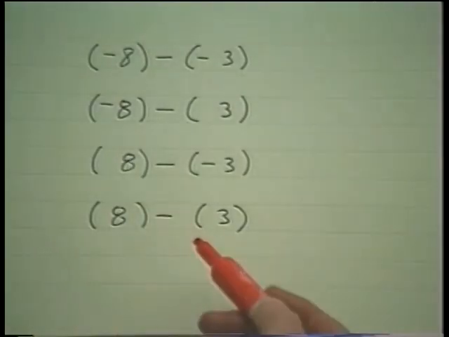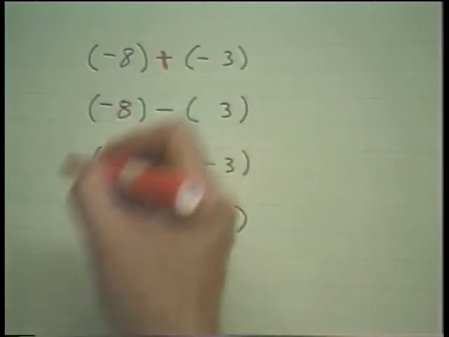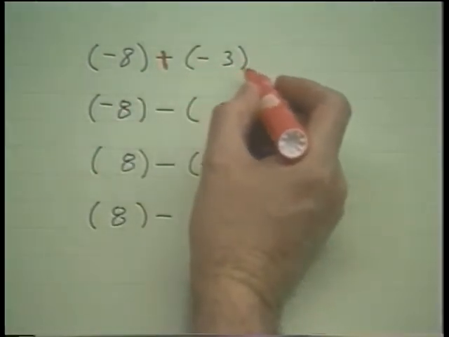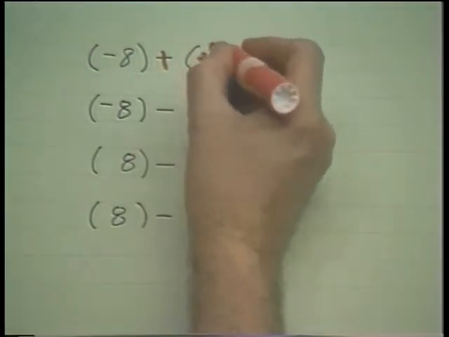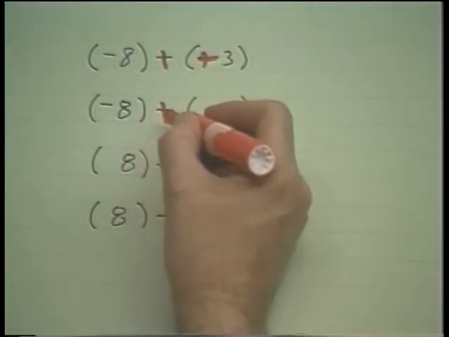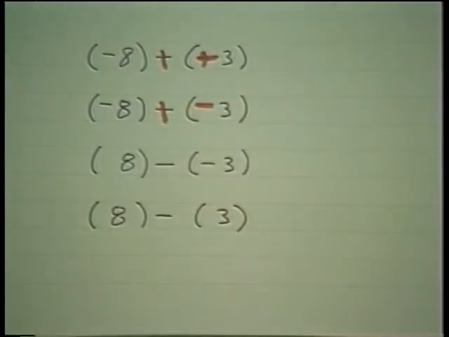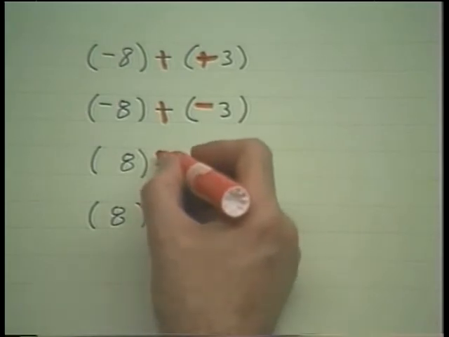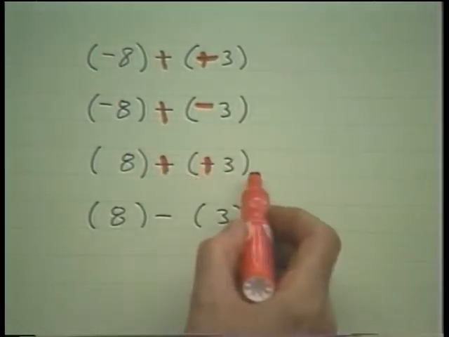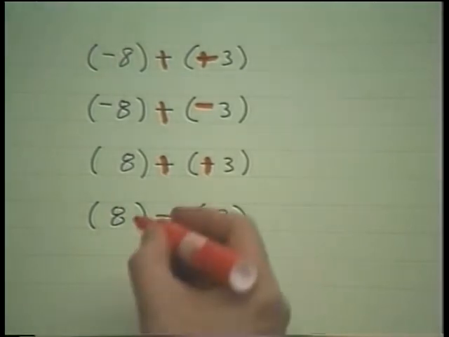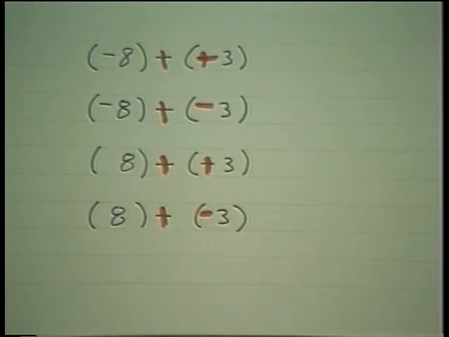Now let's illustrate that with our starting problems. It's saying that subtraction means add the opposite of what follows, which is plus 3 now. Again, subtraction means add the opposite of the number that follows.